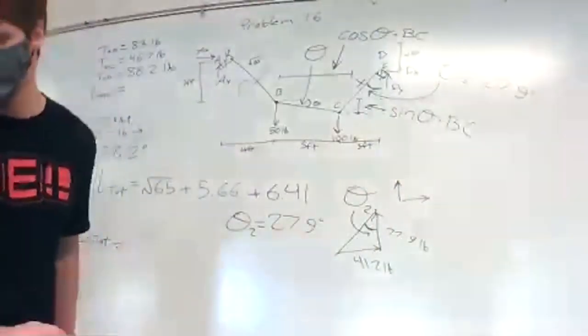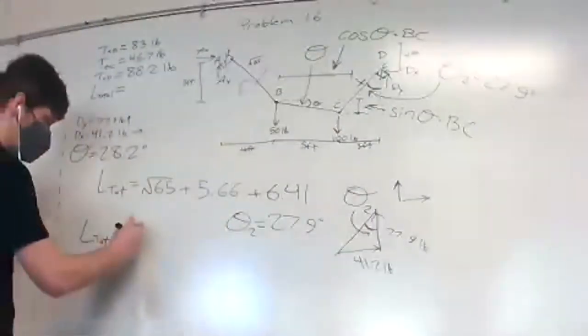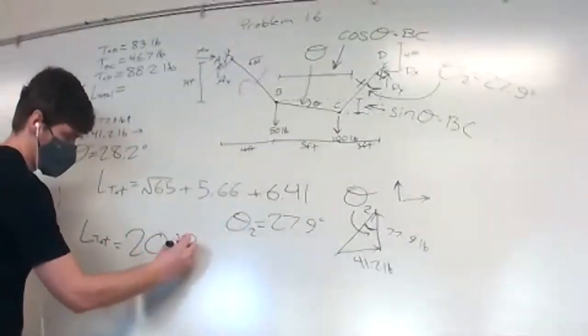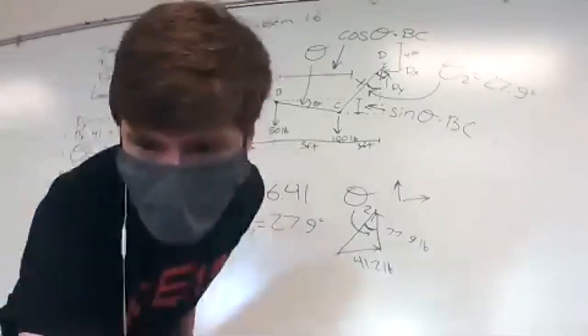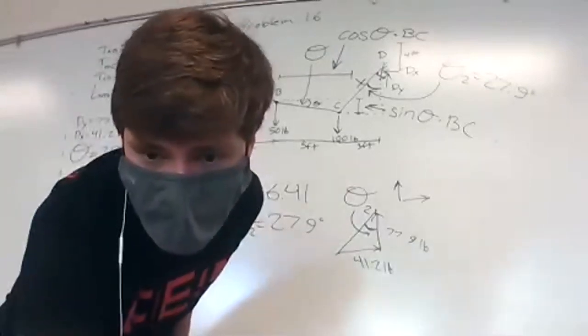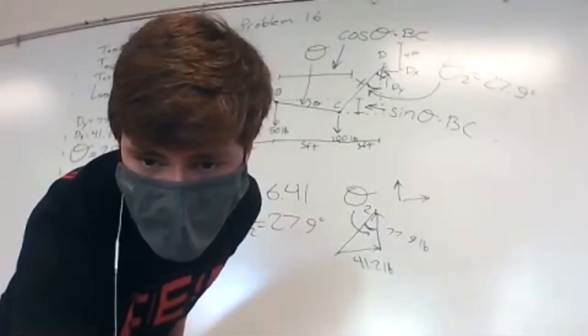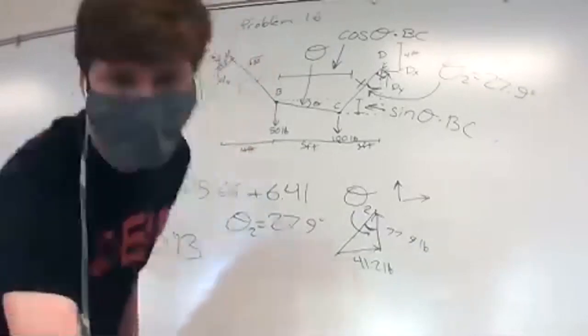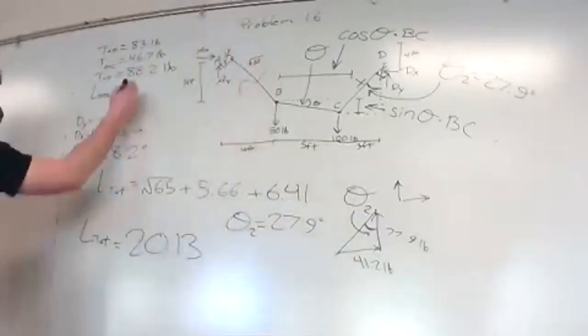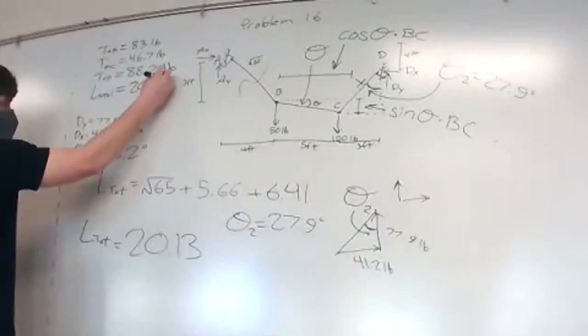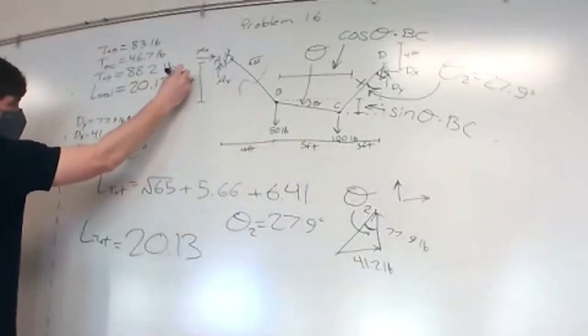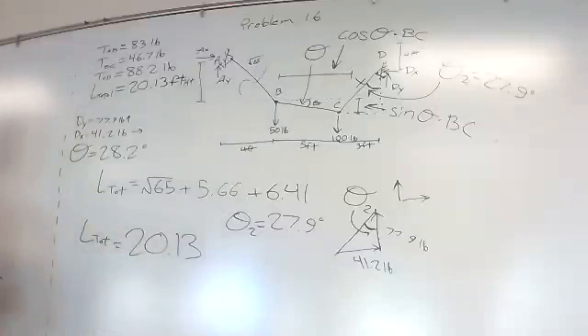Oh, 20.13. And that's what they get. So that is your TAB, TBC, TCD, and L total.